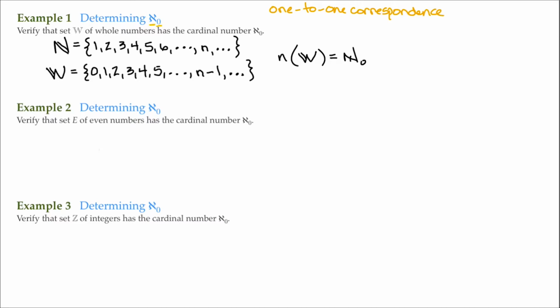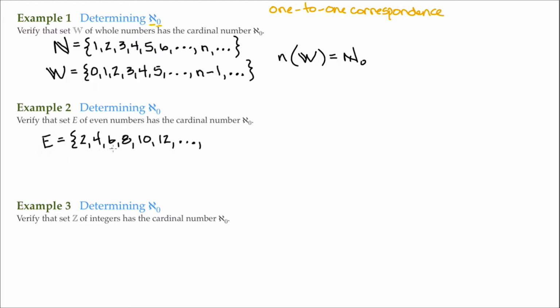And there we go. Now we're going to do the same thing for the other example here. It says verify that set E of even numbers has the cardinal number Aleph Null. So I'm going to list the set of even numbers: 2, 4, 6, 8, 10, 12, and of course this pattern would continue.